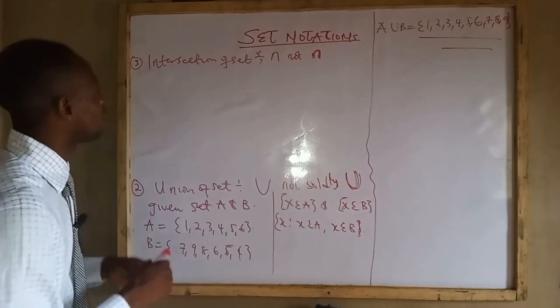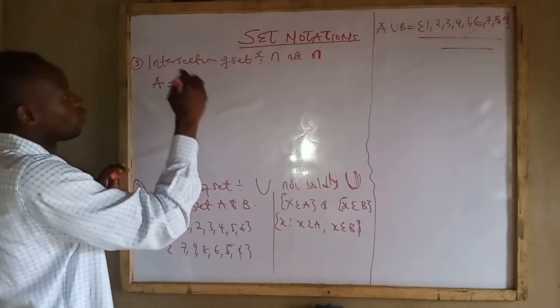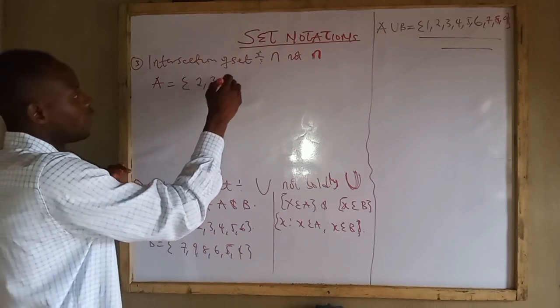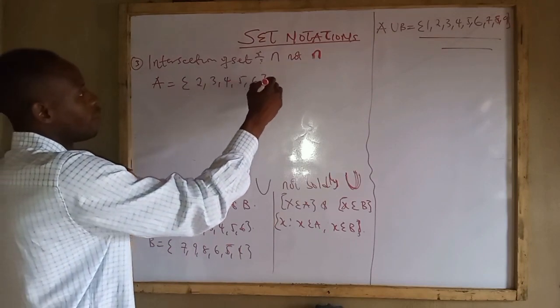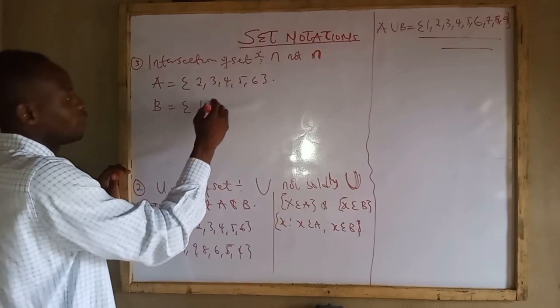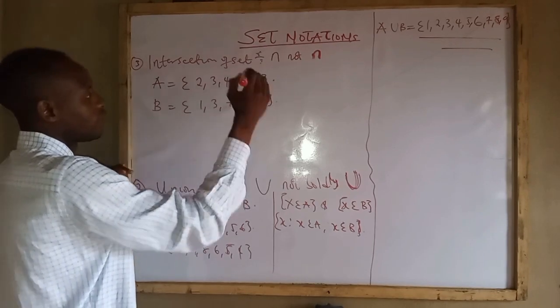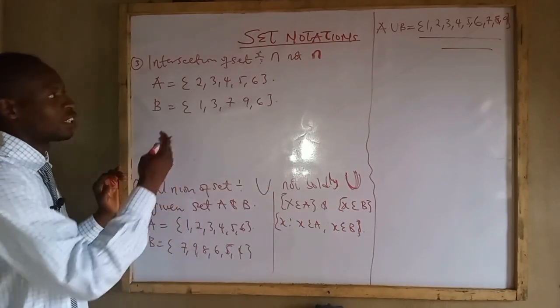So let's give an instance again. Given set A to be equal to 2, 3, 4, 5, and 6, then set B to be 1, 3, 7, 9, and 6. And we are asked to find the intersection of these two sets.